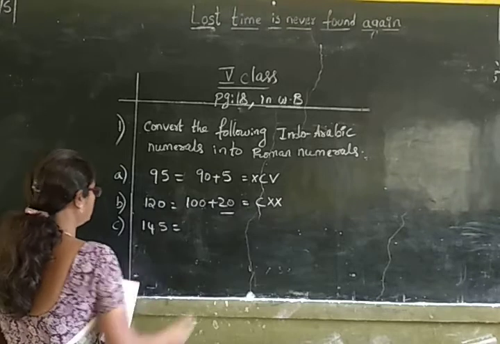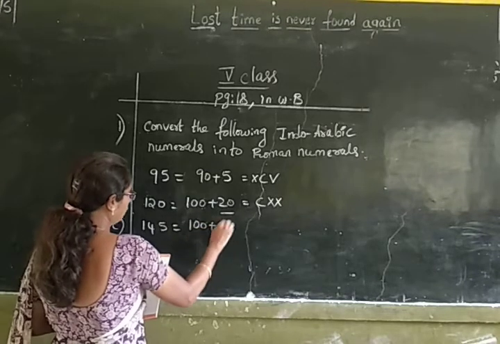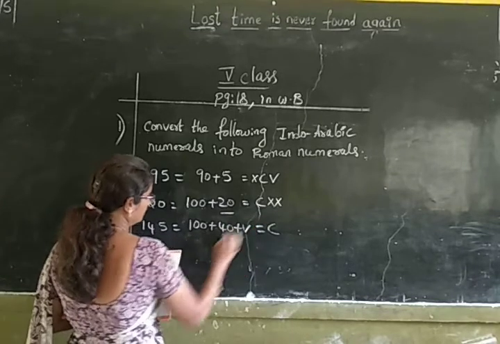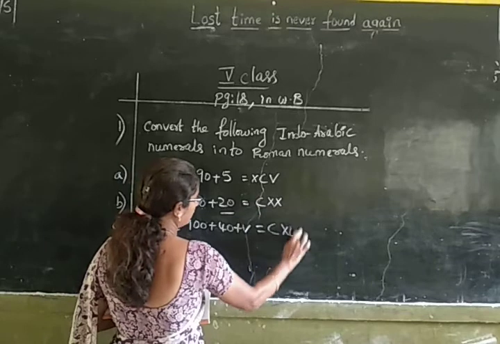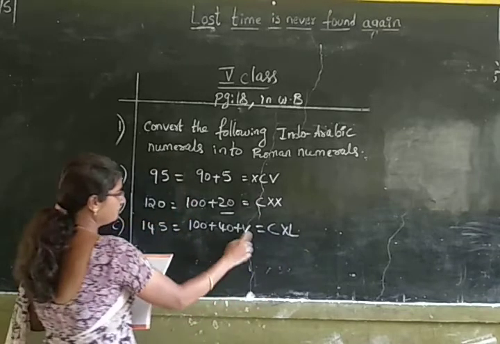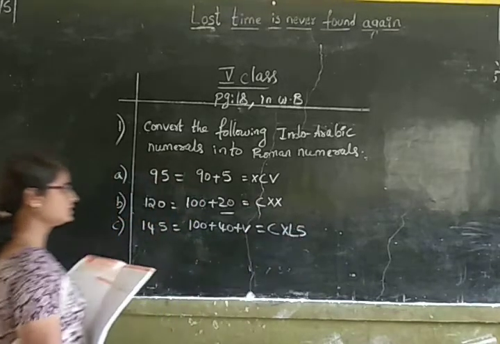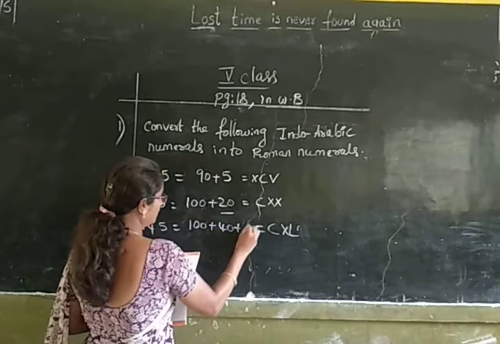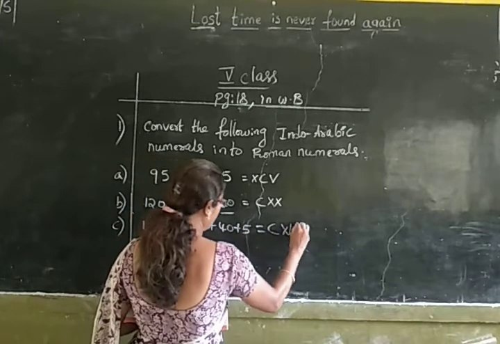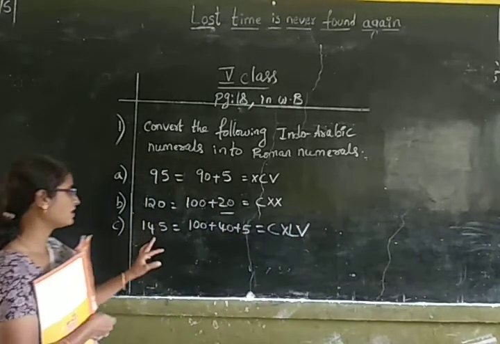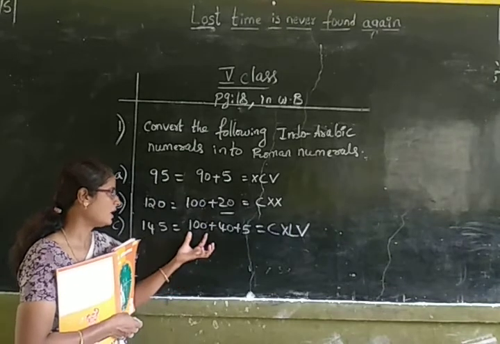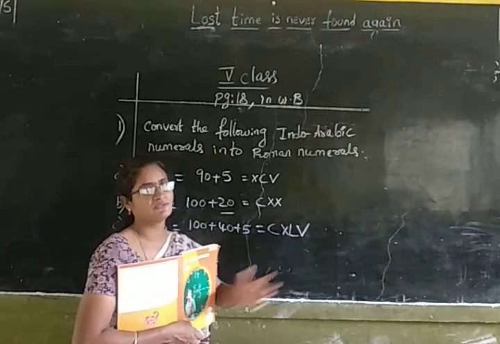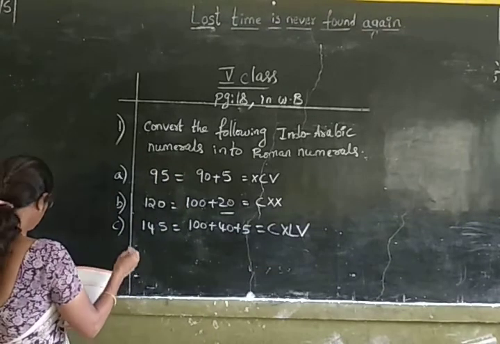145. So 100 plus 40 plus 5. You all know that 100 means C, 40 means XL, and 5 means V. Okay, 145 means 100 plus 40 plus 5. 100 means C, 40 means XL, and 5 means V. Now let us do the D sum.